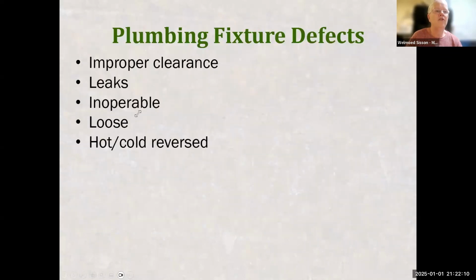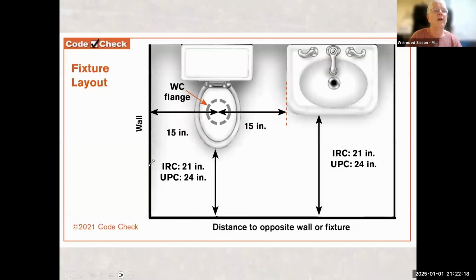So fixture defects, I have a feeling I'm running out of time. These are the common defects we find with various fixtures. Clearance for toilets and sinks is so important. We'd go by the 21 inches in the front, 15 inches measured from the center line of the flange to the wall or any solid obstacle. So a sink, a cabinet, a shower enclosure, anything that is solid needs to have 15 inches of clearance to the side for the toilet.